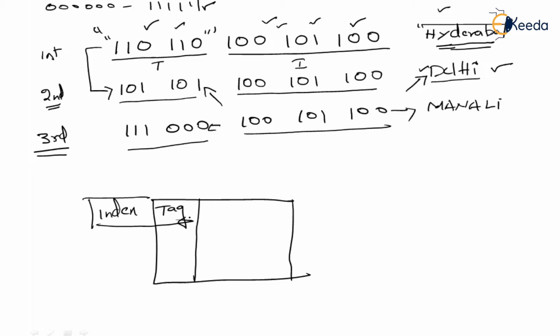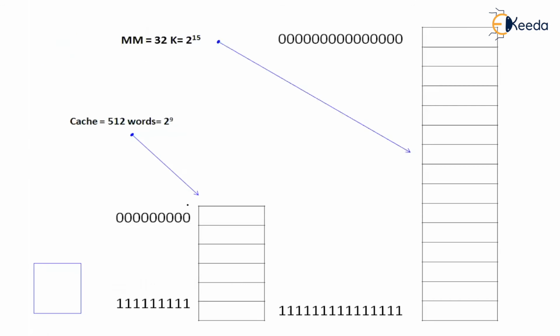This is the problem. For that reason, we are going to update our mapping technique from direct mapping to set associative mapping.